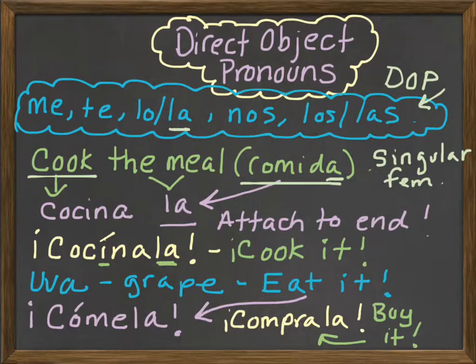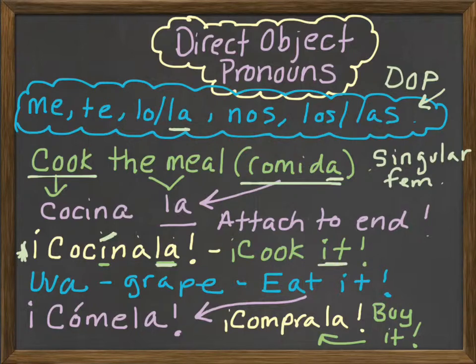So if I want to say cook it, you have to attach la to the end of your command. So you're going to get cocínala. Here's your la, and you've attached it. So you need to count three vowels back: one, two, three, and there's your accent mark. And that means cook it.